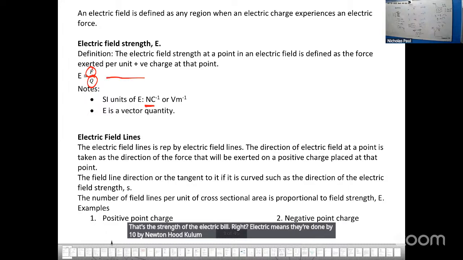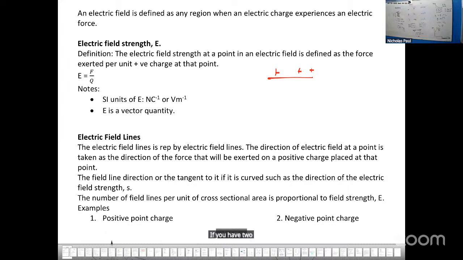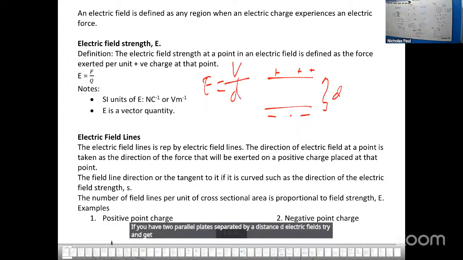So there's another formula. Electric field strength is also what? If you have two parallel plates separated by a distance d, electric field strength is the potential difference between them divided by this separation.